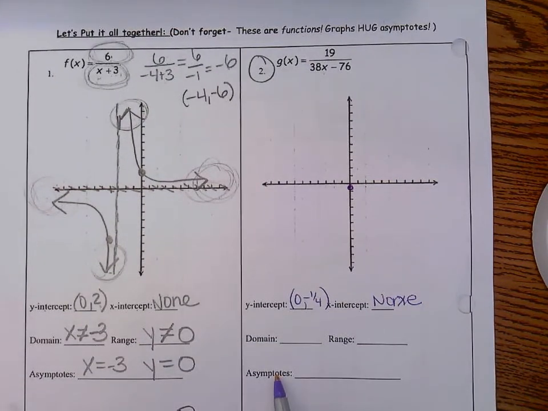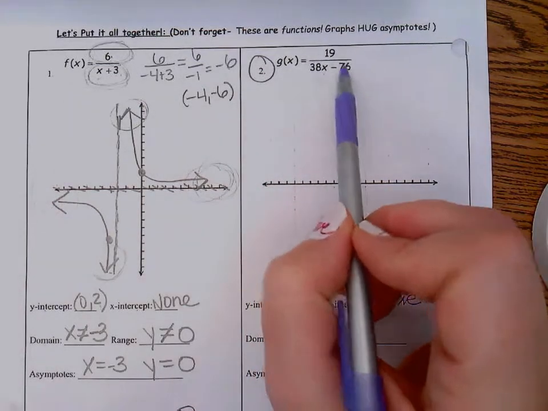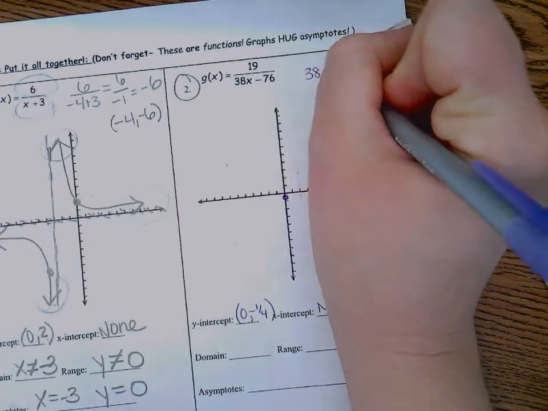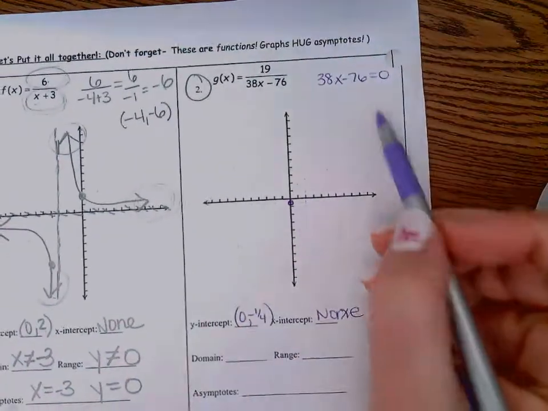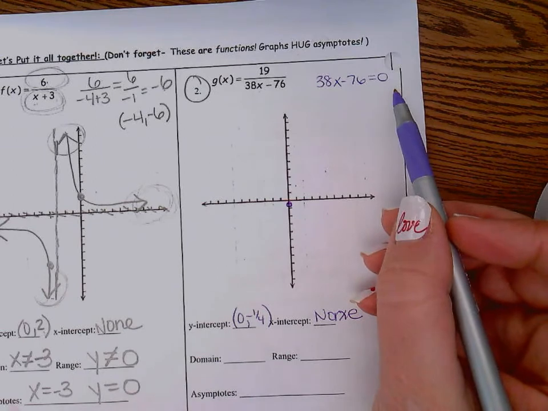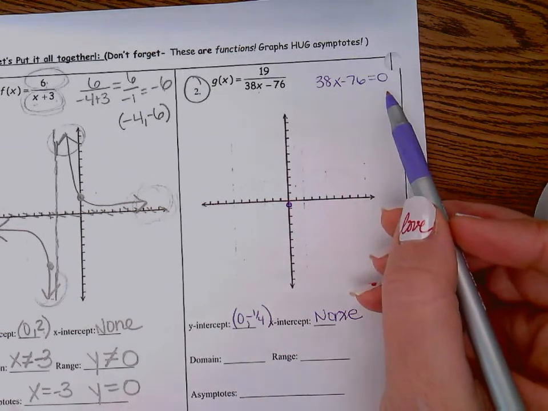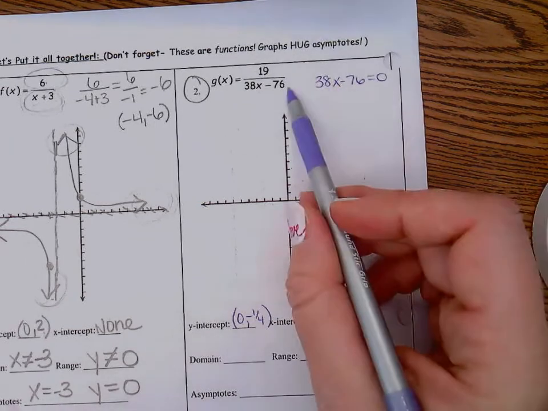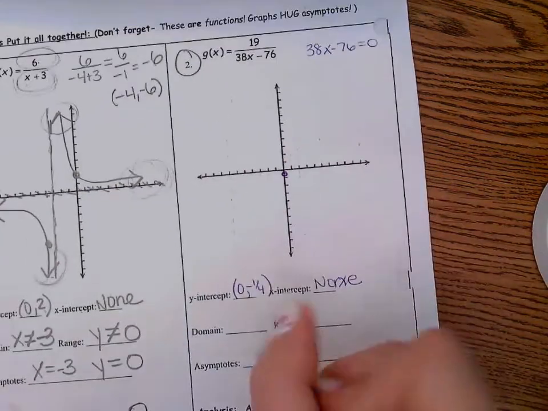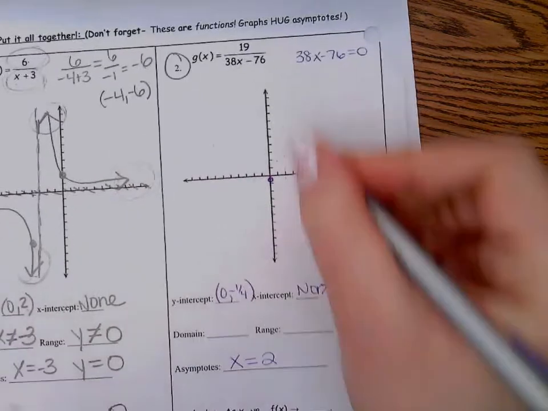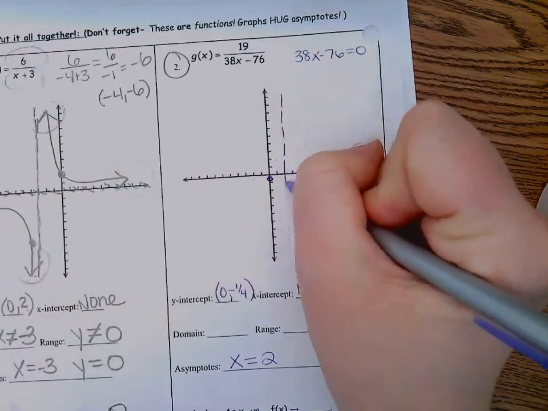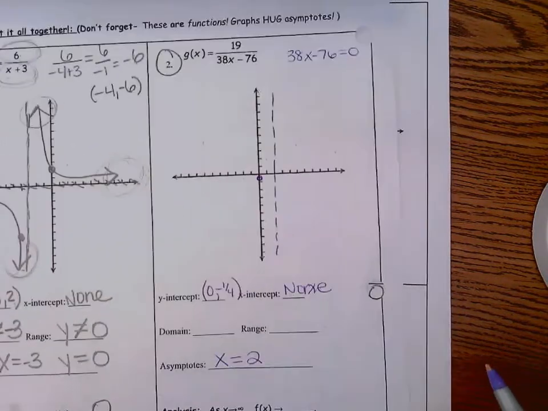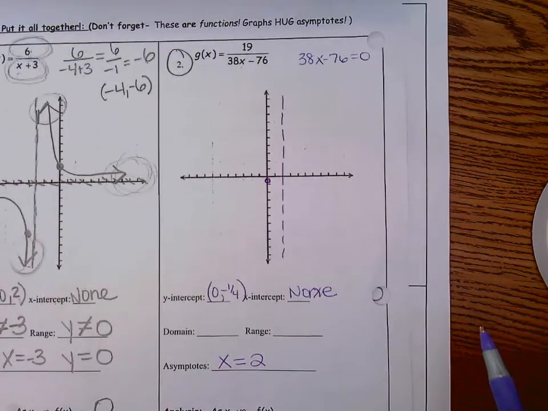To do our vertical asymptote, we're going to set the denominator equal to 0. So I would add 76 to the other side and then divide by 38. So x would have to be 2. If x is 2, the denominator is undefined. So our asymptote is at x equals 2 because we cannot let x ever be 2, or our function will be undefined. And then our last step is our horizontal or slant asymptotes.